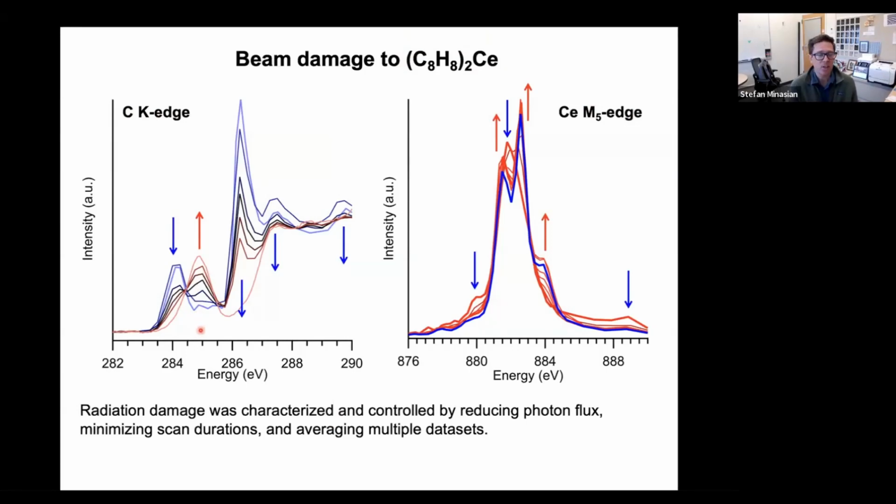Now, what's nice is that we can actually characterize the radiation damage in this case, and so we're able to control it. In this case, by reducing the photon flux, reducing the dwell time for each data point, minimizing scan durations overall, taking a smaller energy range, and then averaging many data sets. And so for this cerium compound, even though this was a very highly sensitive compound, we were able to ultimately get very good quality spectra. And we have been able to also get data from other very photosensitive compounds, things like permanganate, which are well-known light-sensitive compounds.